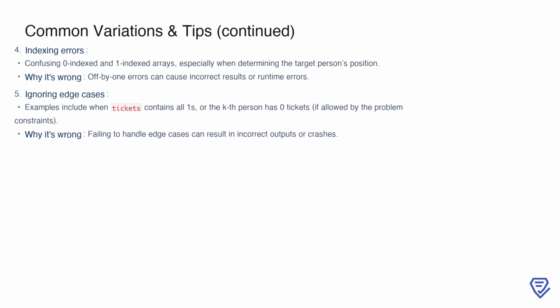Additionally, ignoring edge cases can cause major issues. For instance, what if all the values in the tickets array are 1? Or what if the KTH person has 0 tickets, assuming the problem constraints allow this? Overlooking these scenarios can result in incorrect outputs or even crashes. Addressing these edge cases in your solution ensures that it's robust and accounts for a wider range of inputs.